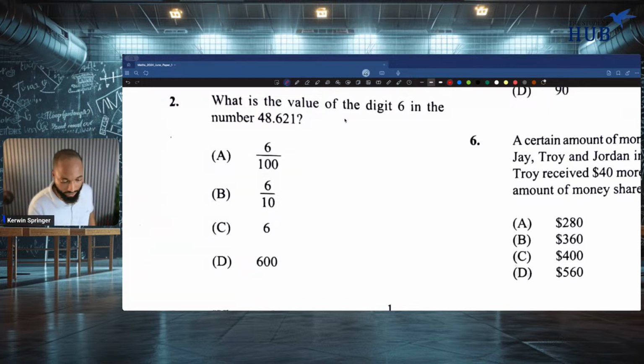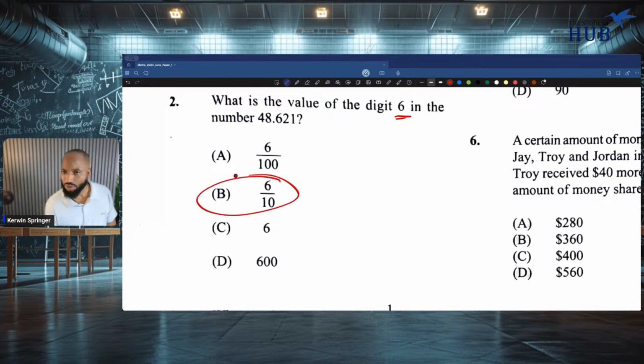What's the answer for this one? The value of the digit 6 in the number 48.621. That's 6 tenths, so B. Why are people saying A? They confuse the enemy, not me. I am not the enemy. Why are they saying A? The 6 is in the tenths place.